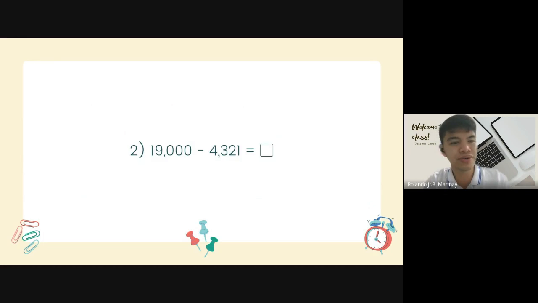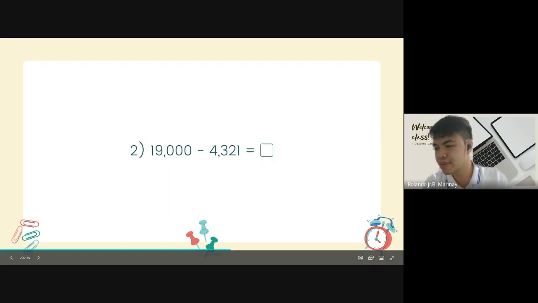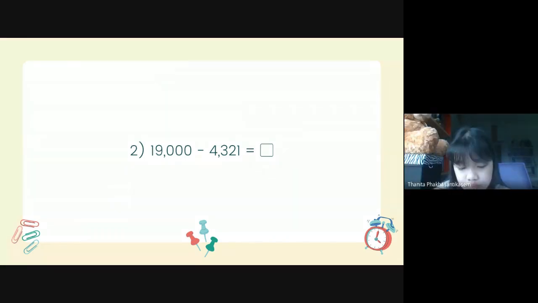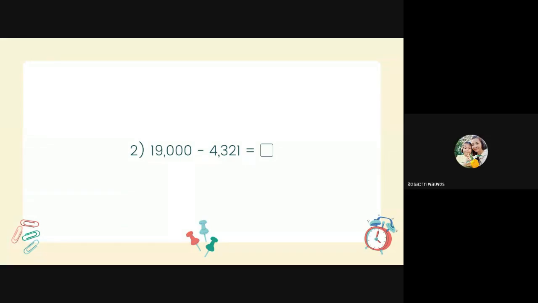Number two. Okay, 19,000 minus 4,321 equals. What's the answer? When you're finished, press the raise hand button. Finish. Good job.